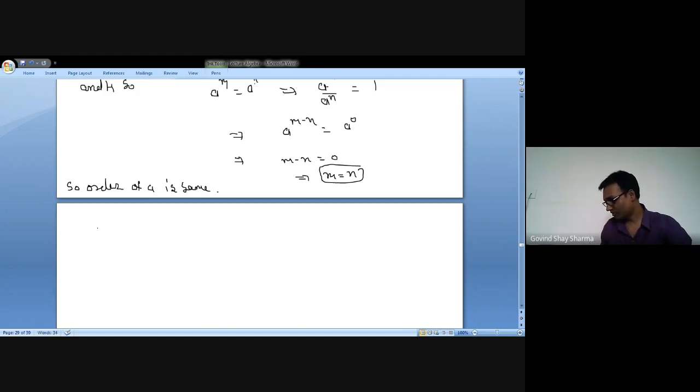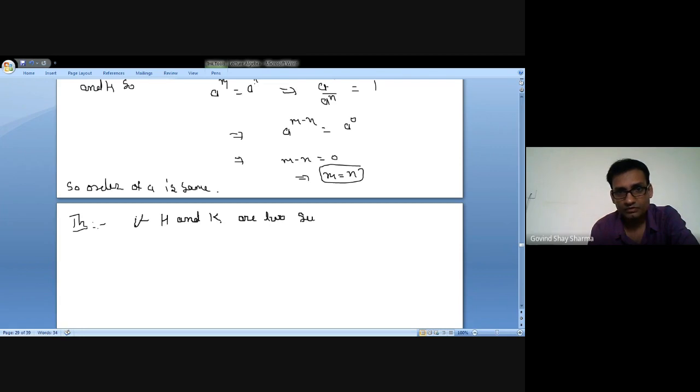Okay, students, let's start. Theorem: if H and K are two subgroups of group G, then HK is a subgroup of the group.